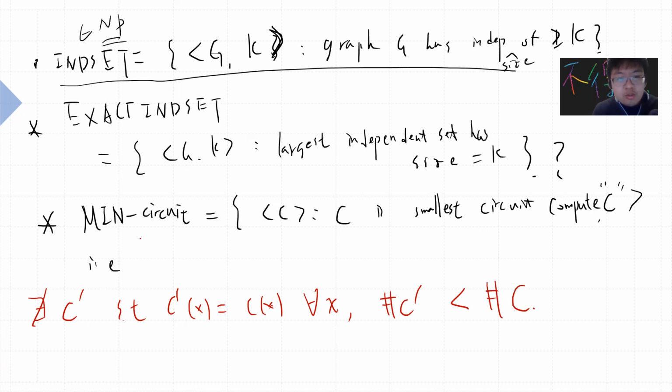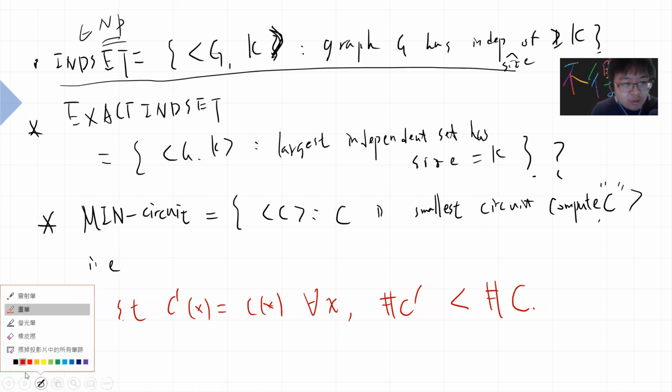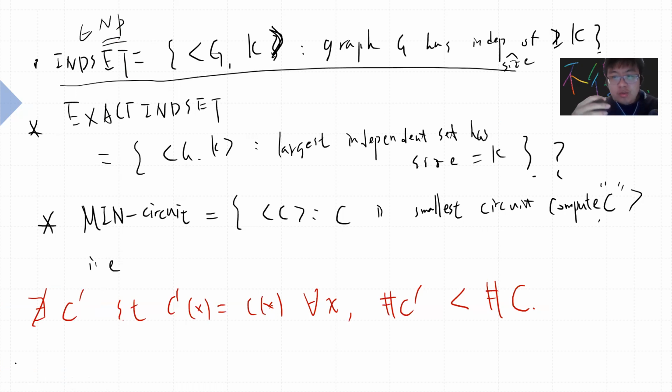Okay, so this is called a minimum circuit. Obviously, the minimum circuit also looks weird. It looks like it's not in NP, it's not in co-NP. So somehow we need a larger complexity class, a natural class, to accommodate this kind of question. So let me just introduce this sigma 2.